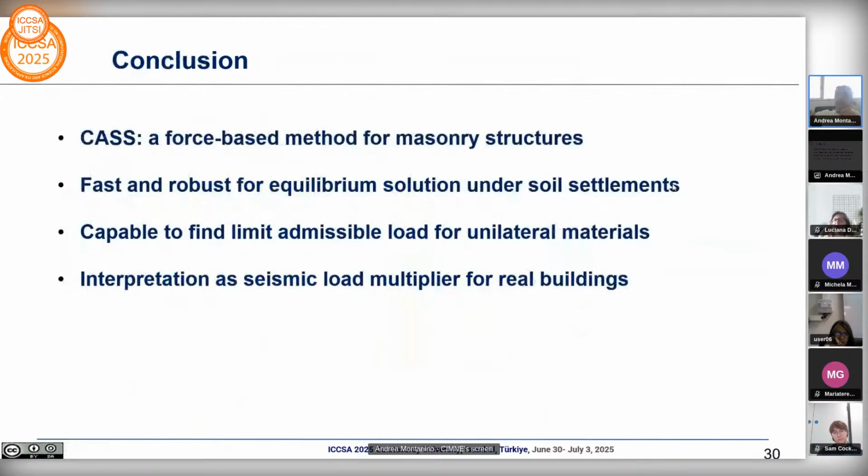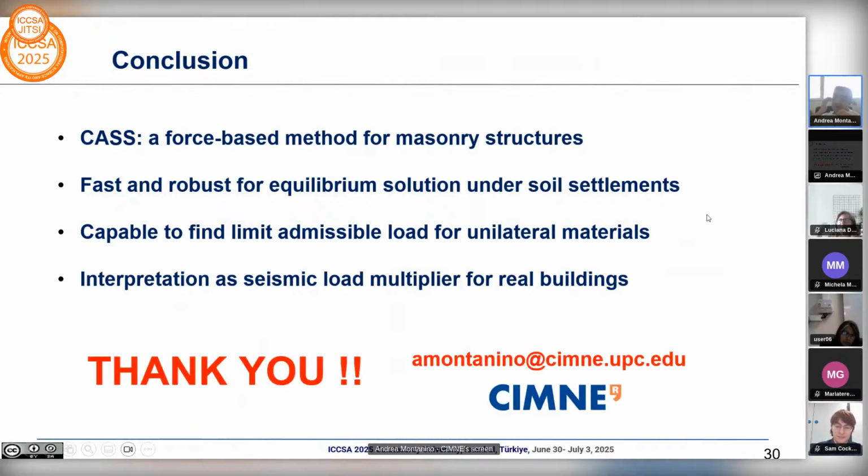Finally, we have introduced the CAS method, that is a force-based method for masonry structures, that is a fast and robust method to compute the equilibrium solution under self-weight, and that can be extended to the search of limit admissible loads for unilateral material that can be interpreted as a seismic load for real masonry structures. So I thank you for your attention and I'm waiting for your questions.